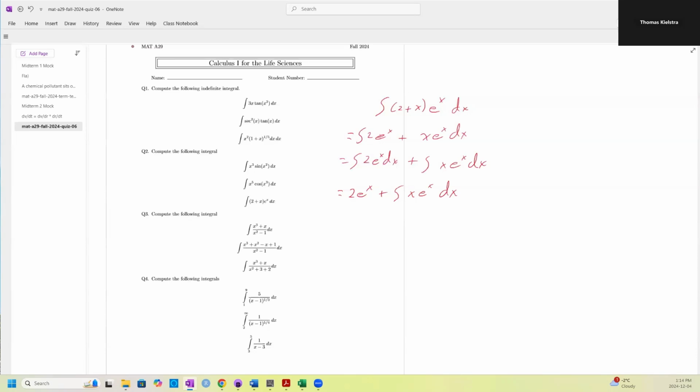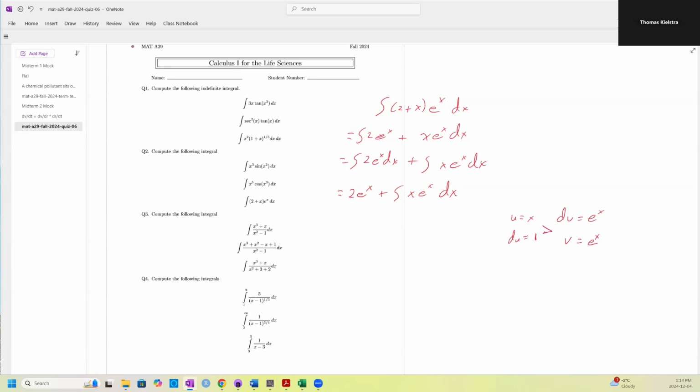Okay? Now, in this integral, I want u to equal x, dv to equal e to the x. The reason I pick u to equal x and dv to be equal to e to the x is when I derive x, it disappears. It becomes 1, and that x term is no longer there. And v, the antiderivative of e to the x, is simply e to the x.